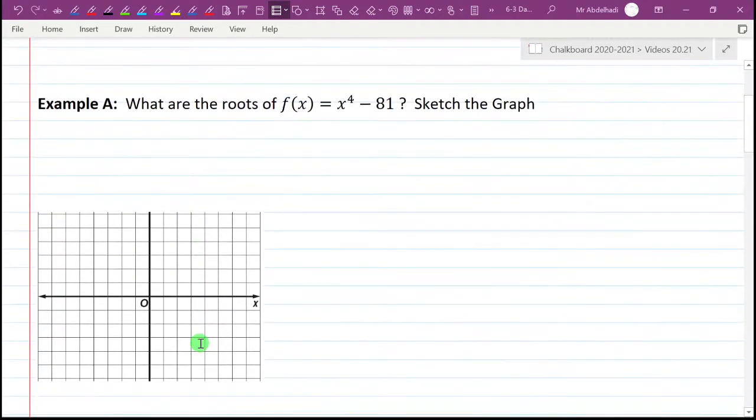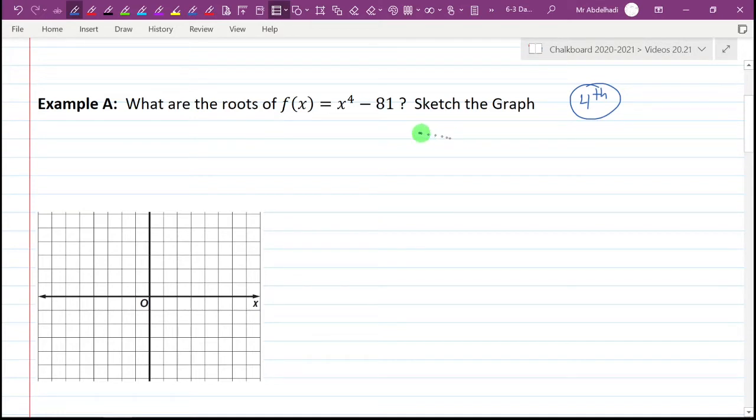We're going to start off here. We're asked to find the roots and sketch the graph of x to the fourth minus 81. Now this is a fourth power function. A fourth power function is going to have up to 4 roots, 4 x-intercepts. But how do you factor this, right? You might look at it and go, well, I don't know how to factor this.